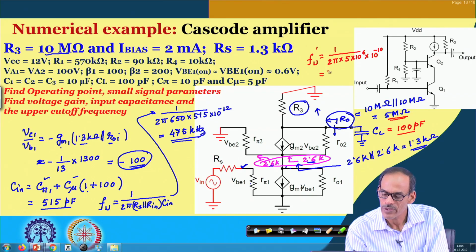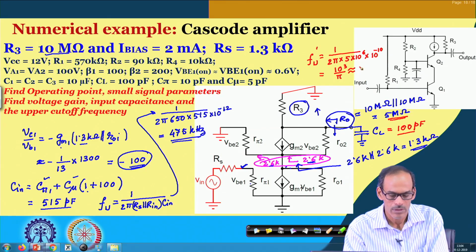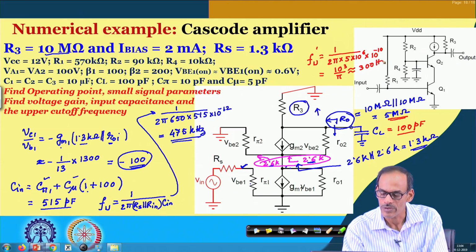So, what we have here is 7.3 × 10^3 by pi. Okay, so that means this is roughly 300 hertz only.